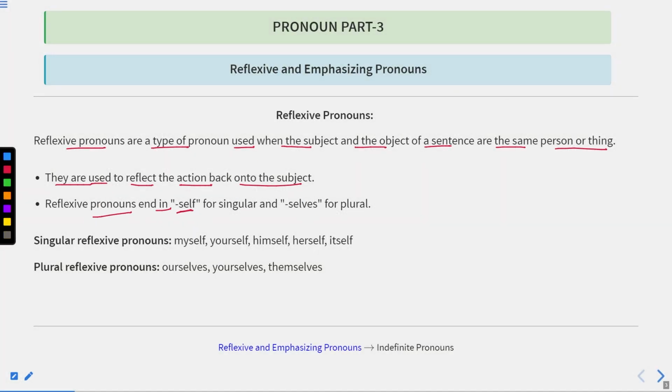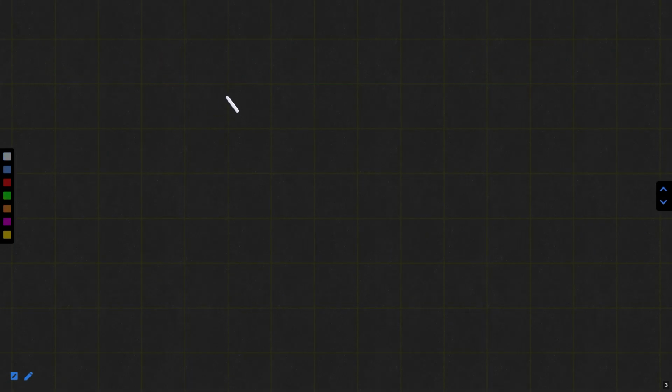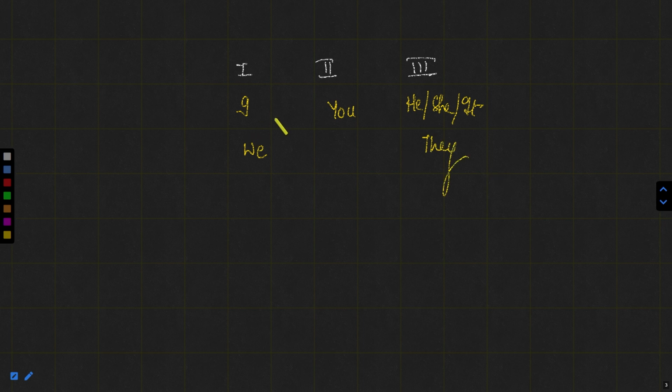Now, reflexive pronouns, with self or selves for plural. Now we have three types of persons: first person, second person, and third person. First person is I and we, second person is of course you, third person is he, she, it, or they. So these are actually the third person pronouns. In case of first person and second person, we add the word self or selves.